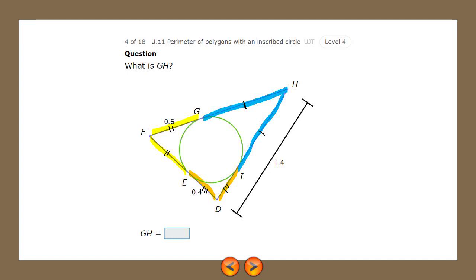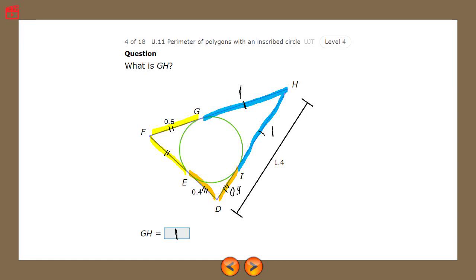E to D is 0.4, so I to D is also 0.4. If D to I is 0.4 and D to H is 1.4, I to H is just 1. The two lengths have to add up together. 0.4 plus what makes 1.4? 0.4 plus 1 makes 1.4. G to H is 1 as well then. G to H is 1.